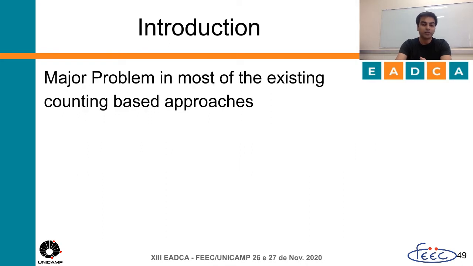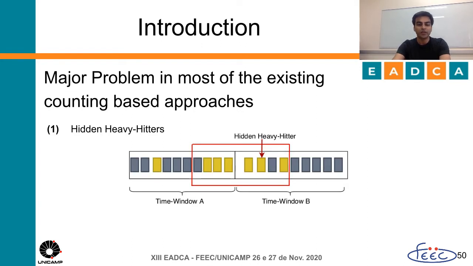We discuss the major problems which are not addressed in most of the existing approaches. First is hidden heavy hitters. Generally we use a fixed time interval to decide heavy hitter flows. In this case, we can miss some flows which are heavy hitters across two consecutive intervals, but those flows are not recognized within each individual time interval.